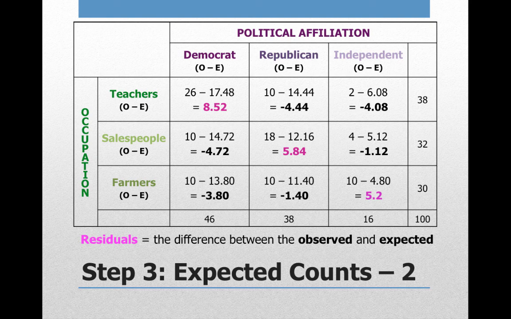If you were to calculate the sum of the residuals for each row, for each column, you would expect that to equal 0. So try it out. Calculate the sum of the residuals for all teachers. Calculate the sum of all the residuals for all Republicans. This should equal 0. And this is another way that you can check whether or not you filled out your contingency table correctly.